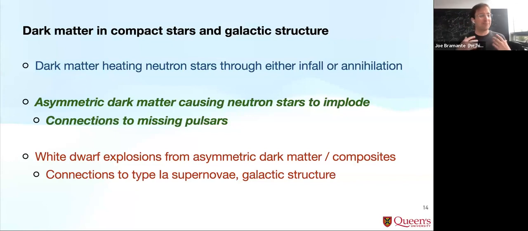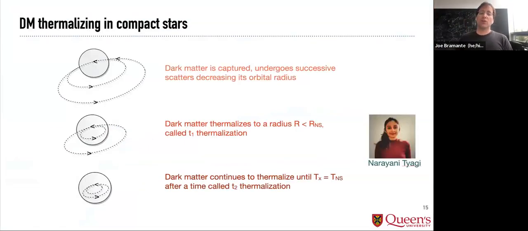I'm moving a little quickly, but the next thing I'm going to whisk my way through is asymmetric dark matter causing neutron stars to implode. I talked about dark matter being captured on the neutron star, and perhaps annihilating inside the neutron star with other dark matter particles and causing it to heat up. But let's pause and think: what if dark matter is asymmetric, meaning for our purposes it can't annihilate with itself, so it's a particle versus an antiparticle under some symmetry, just like baryonic matter? What happens after it's captured in the neutron star?